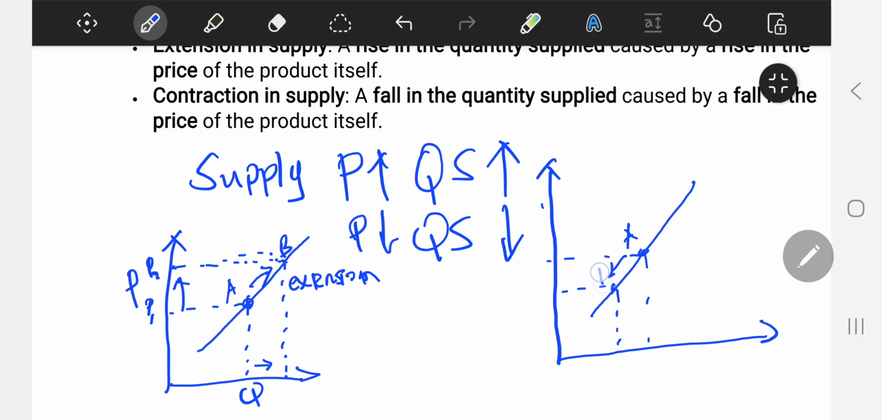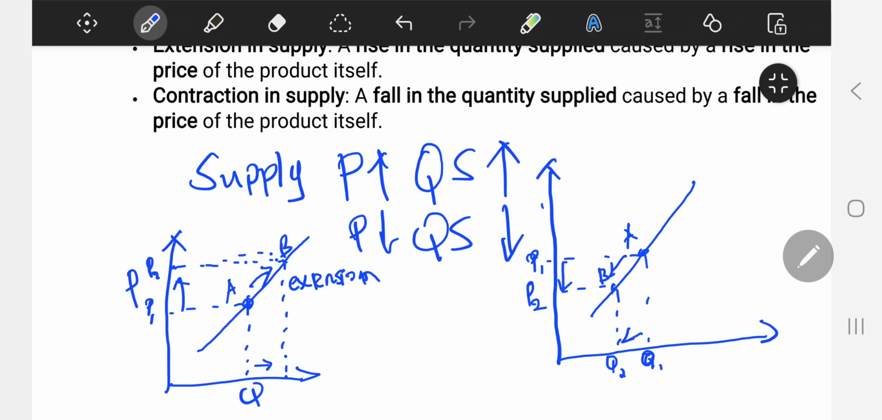So if you start from A going to B here, this is called a contraction in supply. So price goes down and quantity decreases also. So that is called a contraction in supply, and it's caused by either an increase or a decrease in price. So this one is caused by an increase in price, and this one is caused by a decrease in price.